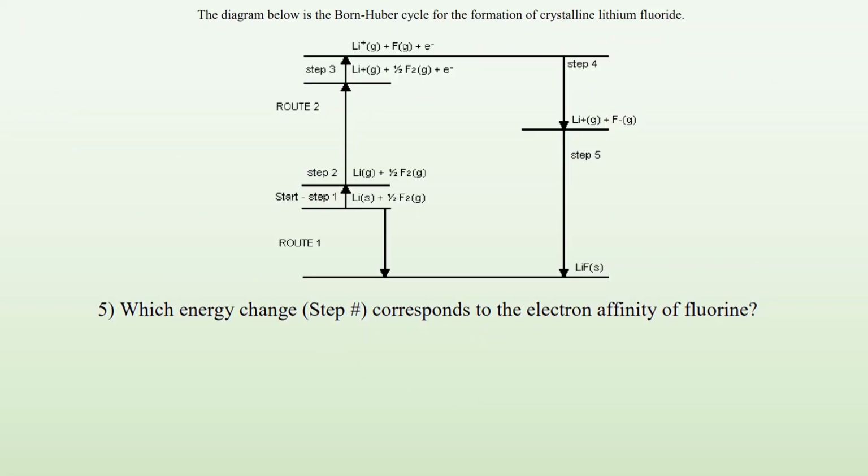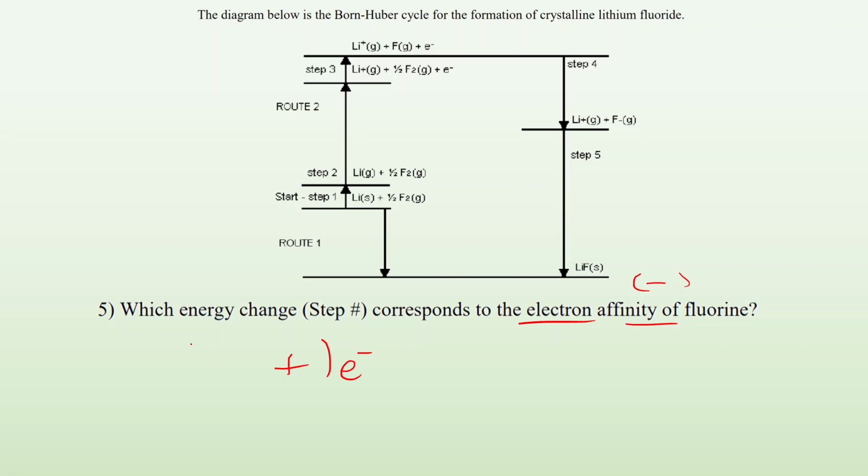All right, number 5, we've got a diagram below. It's the Born-Haber cycle for the formation of crystalline lithium fluoride. Which energy change, which step number, corresponds to the electron affinity of fluorine? So we have to consider, what is electron affinity? It's when you gain 1 electron. And the energy for that tends to be a negative delta H.